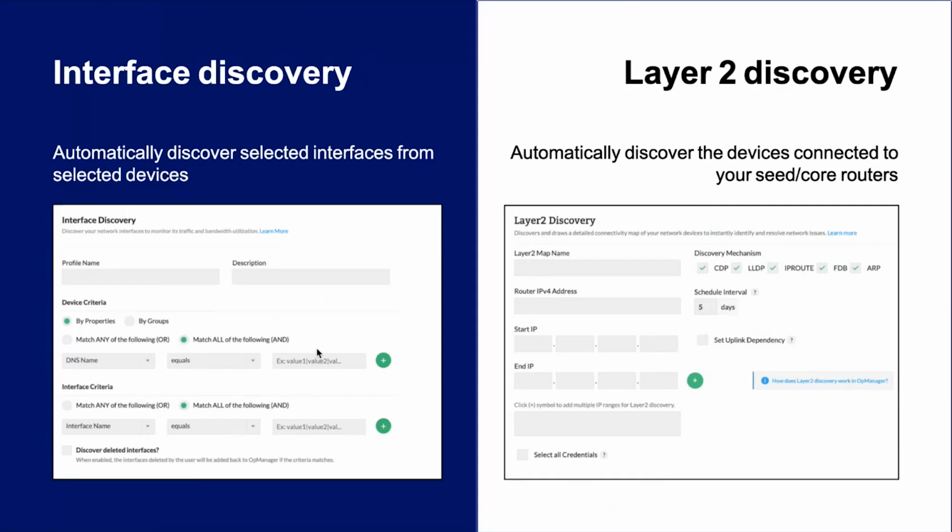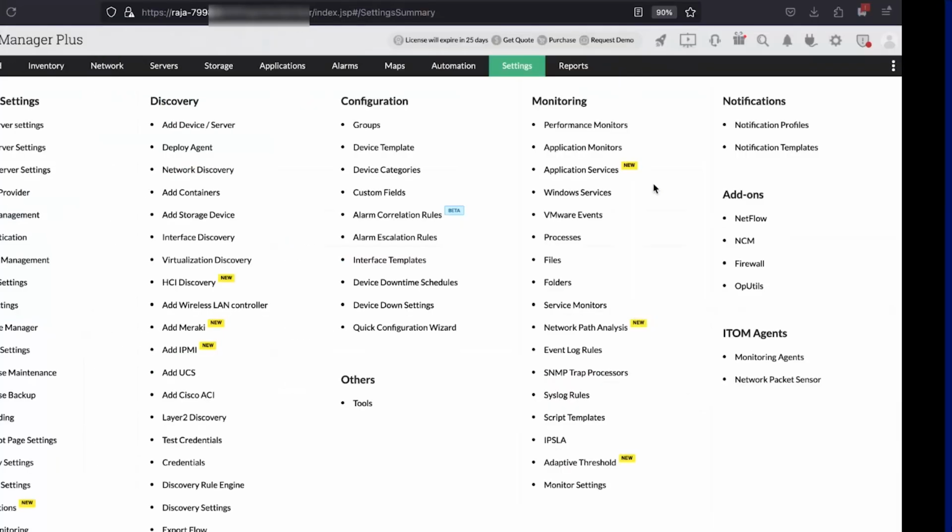So now that we covered that, let's move on to layer 2 discovery. Layer 2 discovery is a dedicated discovery process for your layer 2 devices. So the devices in your layer 2, which includes your routers, your firewalls, your switches, all your endpoint devices, and so on. You can do this from your seed or core routers, or you can do it from an IP range and so on. The thing with layer 2 discovery, what makes it different from other means of discovery, is that once a discovery scan is done, OpManager Plus will automatically draw a layer 2 map, a topology map of your network.